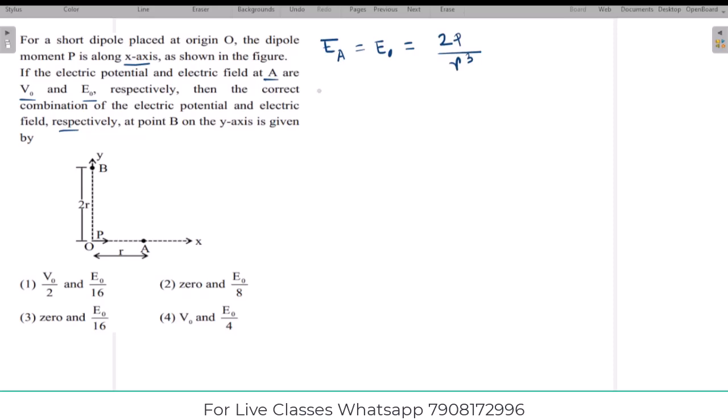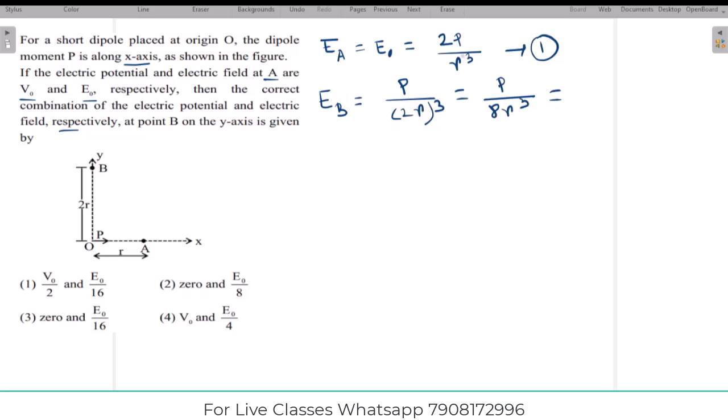Now for the point B, the electric field E at B is equal to, now the dipole is in the x direction and the point is in the y direction, that is the perpendicular position. So for the perpendicular position, the electric field becomes P divided by R cubed, and the distance from O to B is 2r. So the distance between O and B is twice r, so twice r whole cube, that is P divided by 8 r cubed.